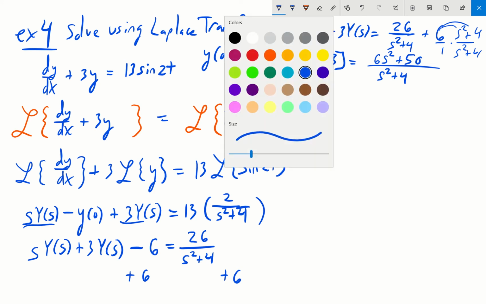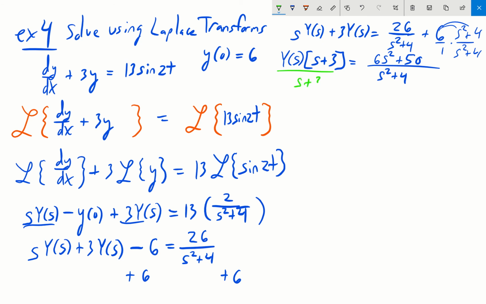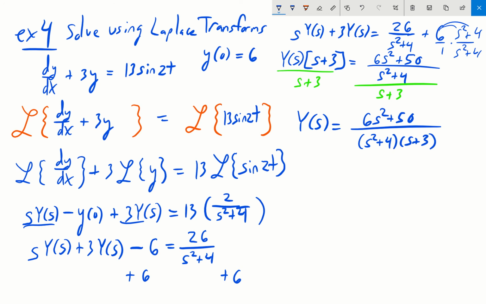And now we have one more step left. To get the y of s by itself, we need to divide both sides by s plus 3. So y of s is going to be equal to, simplifying this complex fraction, 6s squared plus 50 over s squared plus 4 times s plus 3 in the denominator. And so now we already know what the Laplace transform of our solution is equal to. All we would now need to do at this step is take the inverse Laplace transform of both sides, and that will give us a solution to our initial value problem. The only issue with that is, as we saw in the previous example, we're going to need to break this thing apart. We're going to need to use partial fraction decomposition in order to split this apart so we can actually apply our inverse Laplace transform rules.